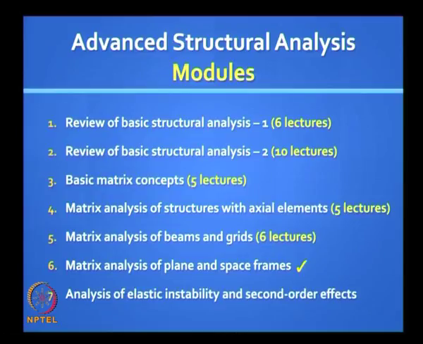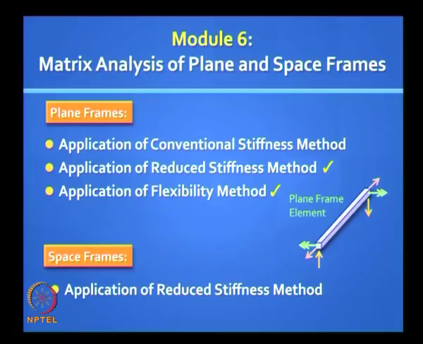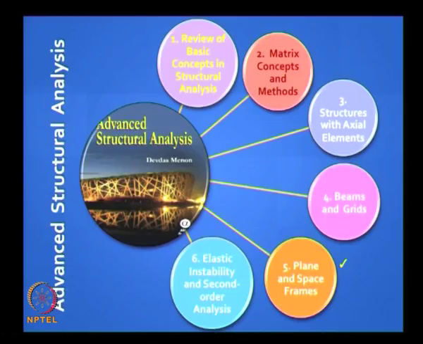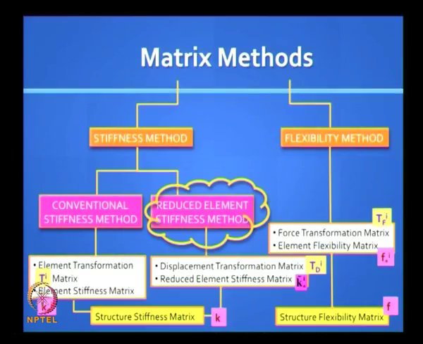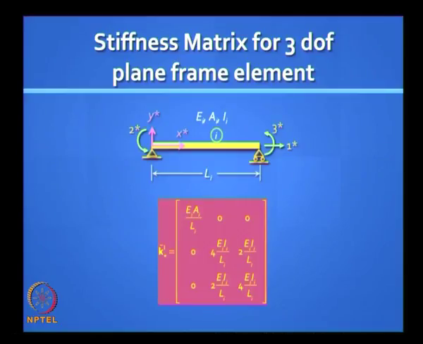If you recall, in the last session we covered the reduced stiffness method. We will continue with that method and also complete the flexibility method as applied to plane frames. This is covered in the chapter on plane and space frames in the book on advanced structural analysis. So this is the reduced element stiffness method. You know that the size of the plane frame element stiffness matrix is 3 by 3.